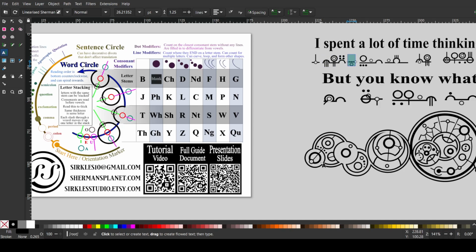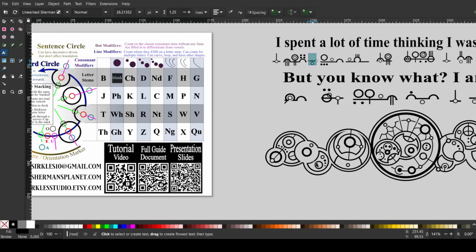Then we have the word which is just this word circle with the one little vowel on it, so it's a lot like these guys. It's tricky to tell whether or not this is an E or an A on this circle or this circle, and because that's ambiguous, it makes more sense for it to be its own sentence circle. So that is the word.